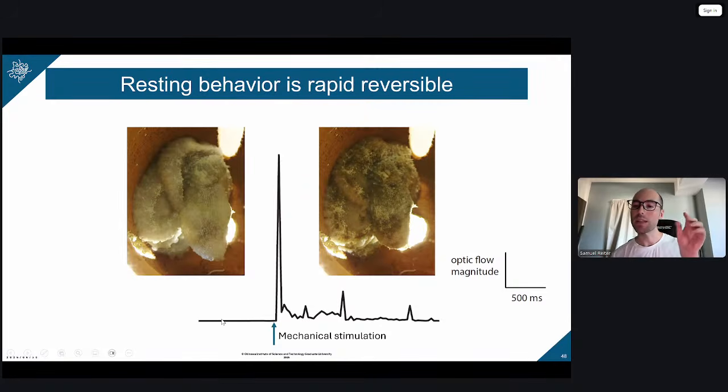To test this, we took the animals during rest, either quiet or active rest, and we put an electromagnet on the side of the animal's tank. This allowed us to deliver a controlled mechanical tap to the side of the tank. And we could track the animal's movements with optic flow. Here's the optic flow when the animal's resting, and then we give the tap here, and it does a startle jump and changes its color. So we can record this movement. This behavior is rapidly reversible.